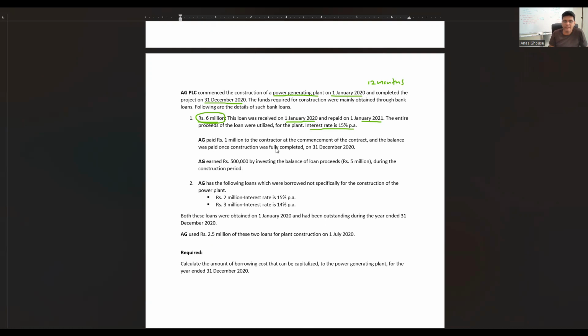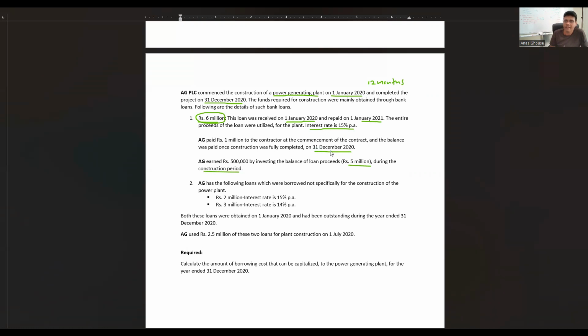AG paid 1 million to the contractor at the commencement of the contract, and the balance was paid once construction was fully completed on 31st December 2020. AG earned 500,000 rupees by investing the balance of loan proceeds, 5 million, during the construction period. So now what you have to do is identify how much of the borrowing cost can be capitalized.